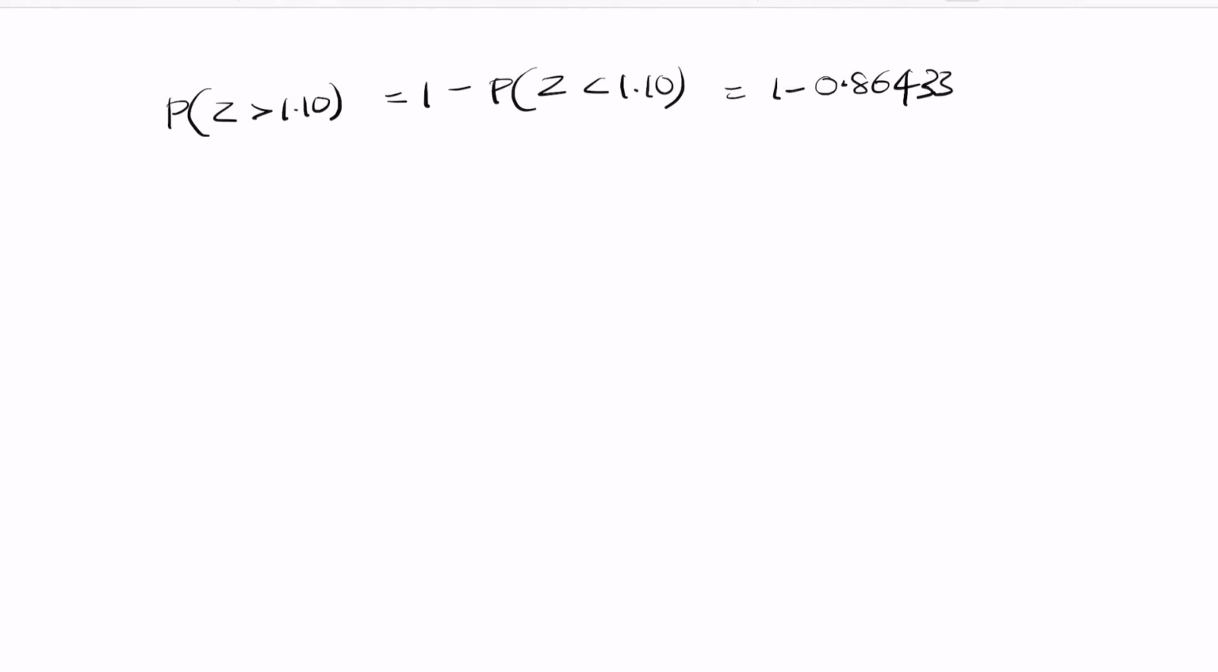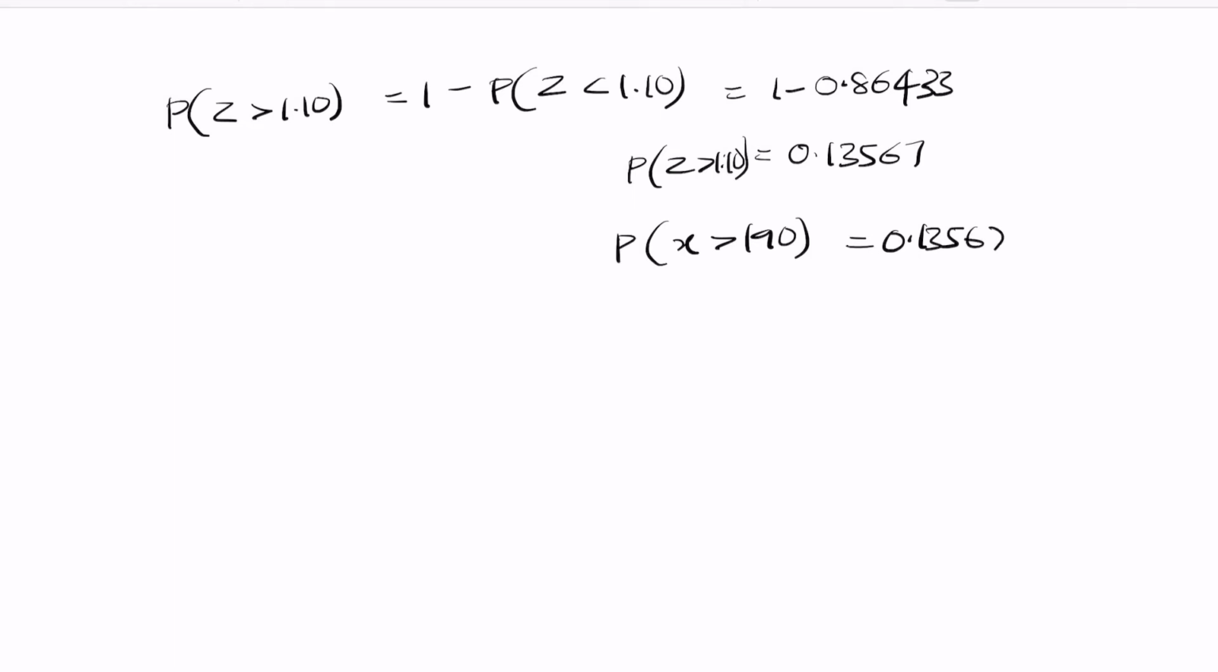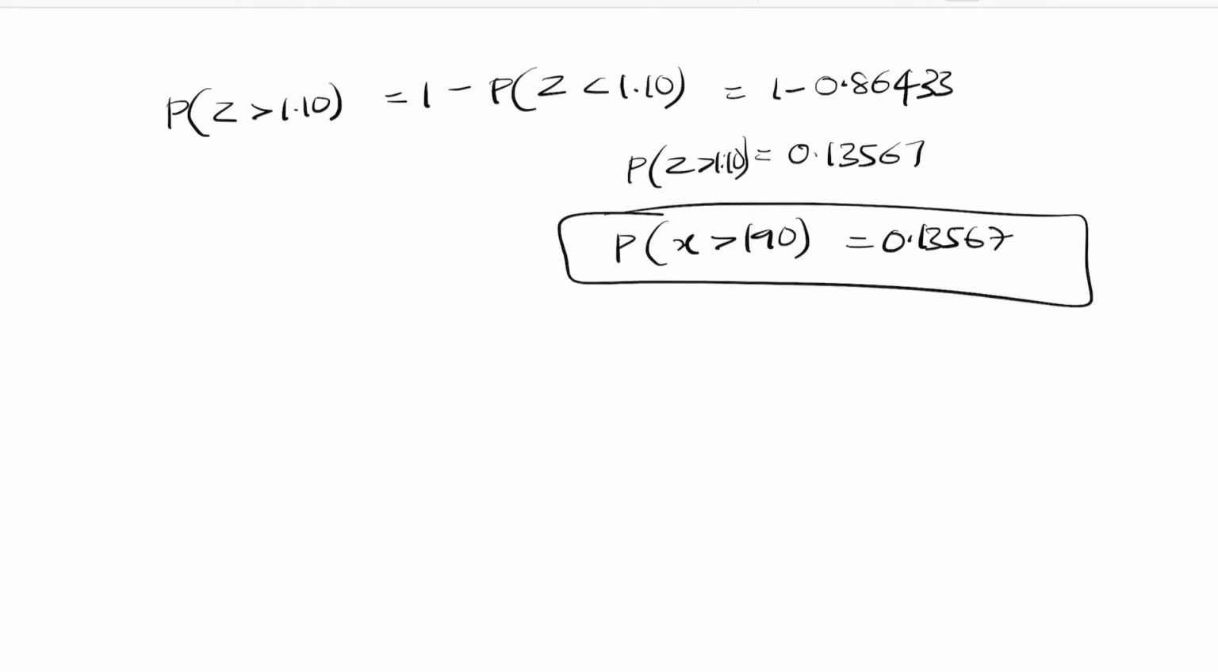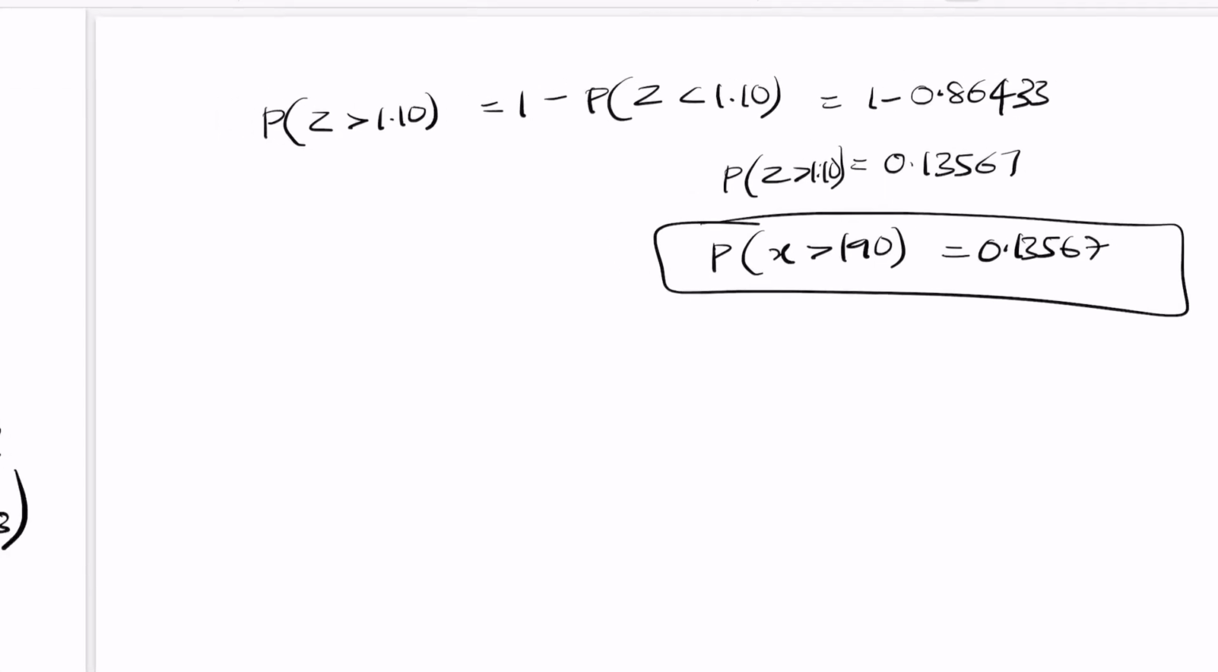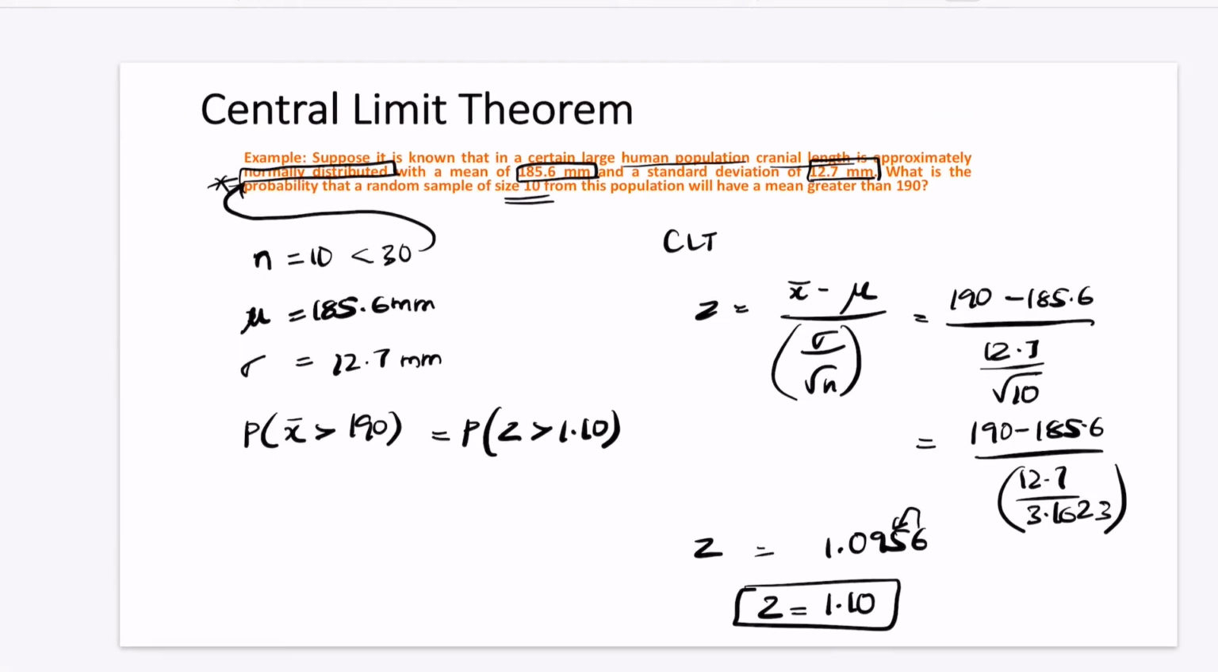becomes 0.13567. So this is the answer for z greater than 1.10. So originally the problem is x greater than 190. So that answer is 0.13567. So this is the probability. So in a sample size of 10, you have about a 13% chance of having a sample mean greater than 190.